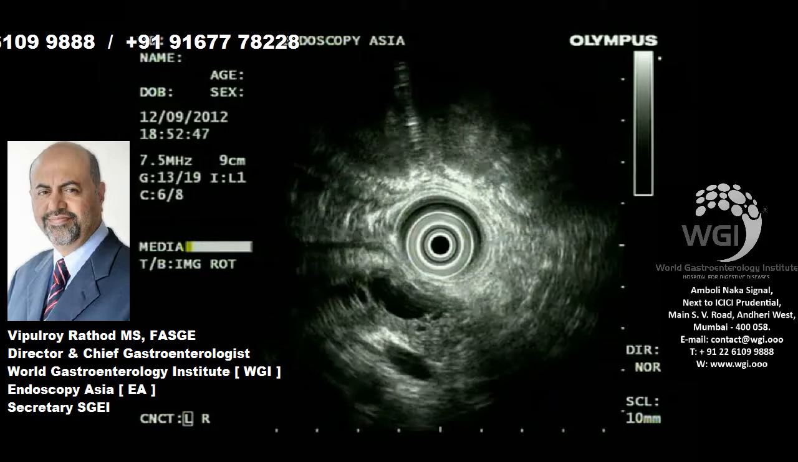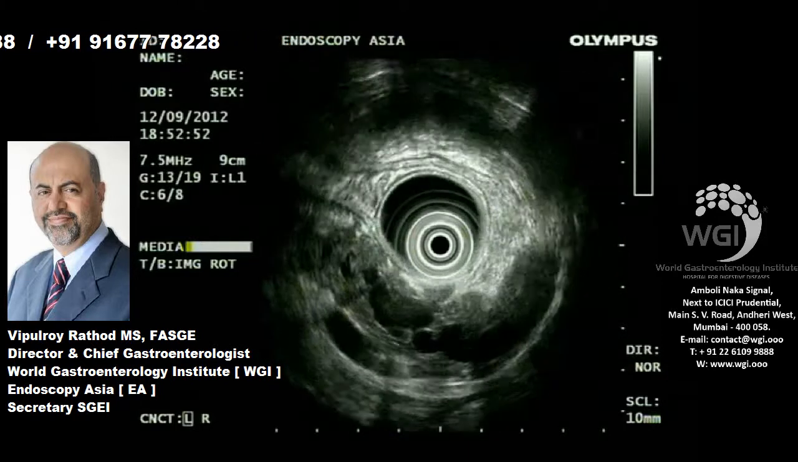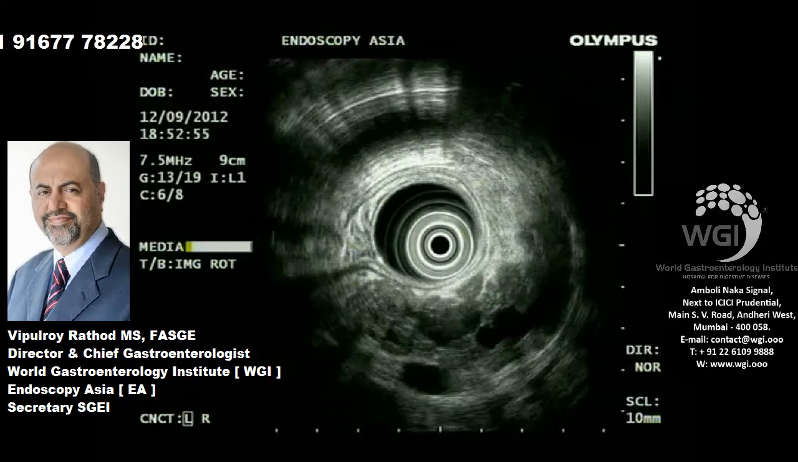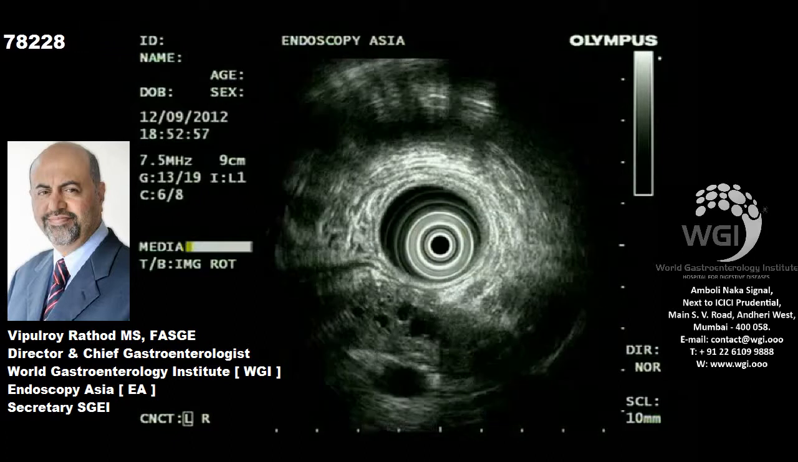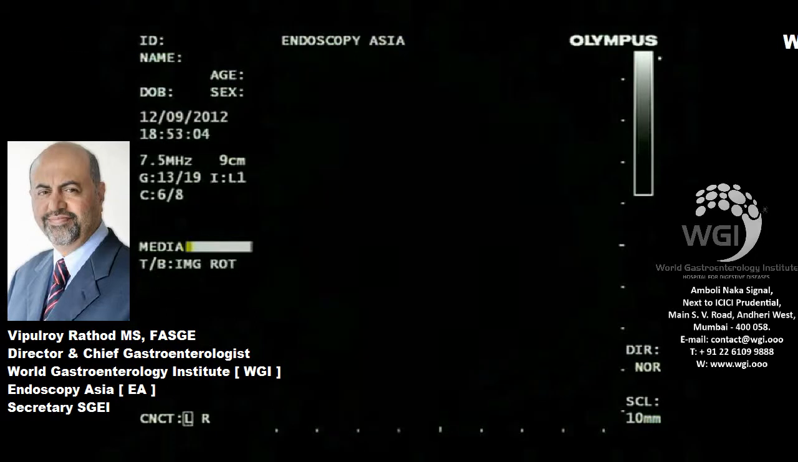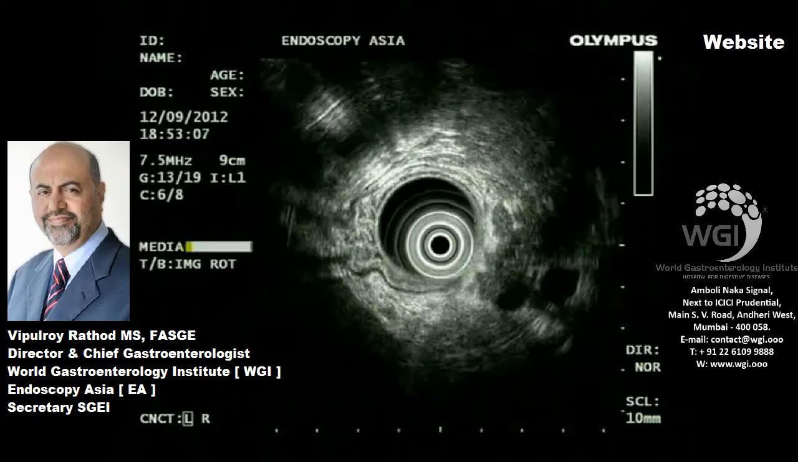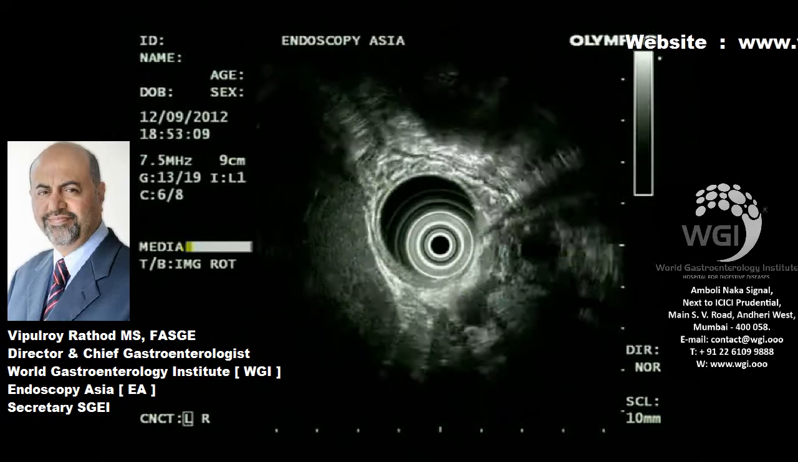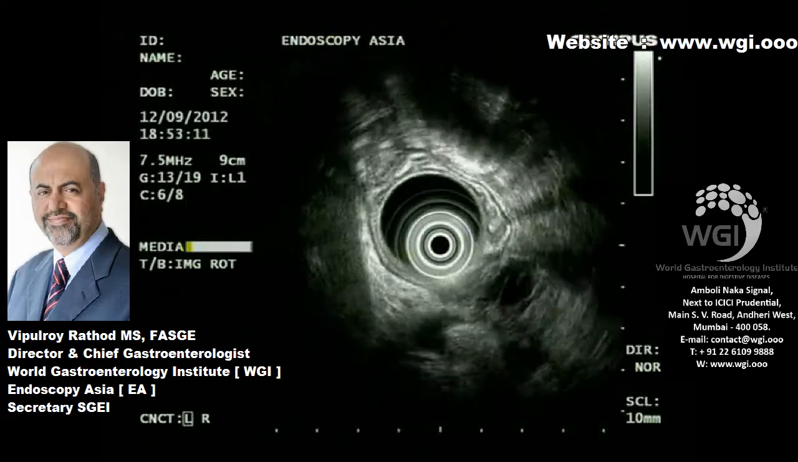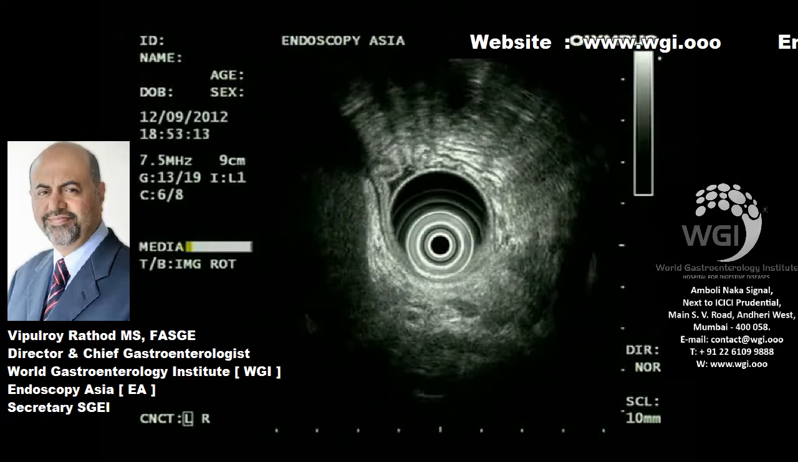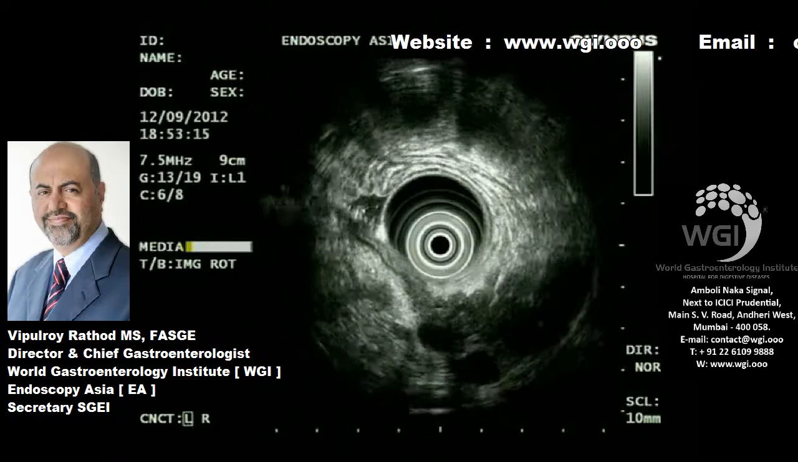Gentle withdrawal of the scope showing dilated, very massively dilated pancreatic duct with a chain of lakes appearance when we see advanced chronic pancreatitis. So it's difficult to ascertain whether this patient had calcific chronic pancreatitis and there is a mass within the setting of chronic pancreatitis.